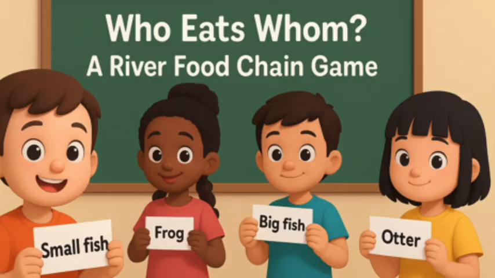Activity 10. Who eats whom? A river food chain game. 1. Distribute slips of paper to students. Each student writes what they choose to be. For example, small fish, big fish, frog, bird, human, crocodile, otter, etc.